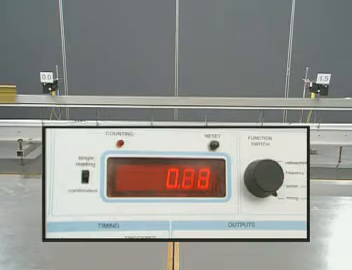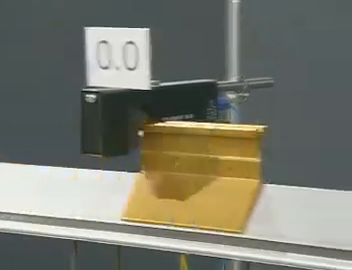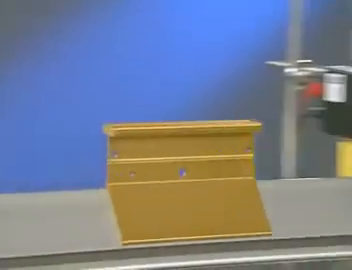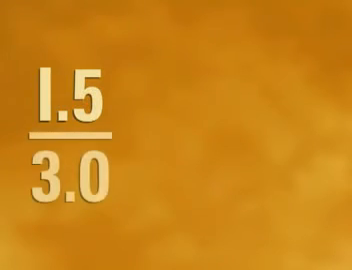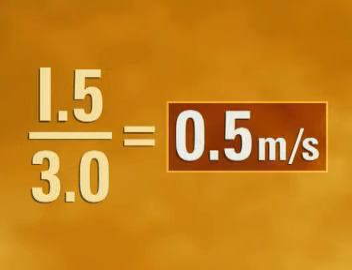For this vehicle to travel a distance of 1.5 metres, it takes 3 seconds. Average speed is distance, which is 1.5 metres, divided by time, which is 3 seconds, so the speed is 0.5 metres per second.